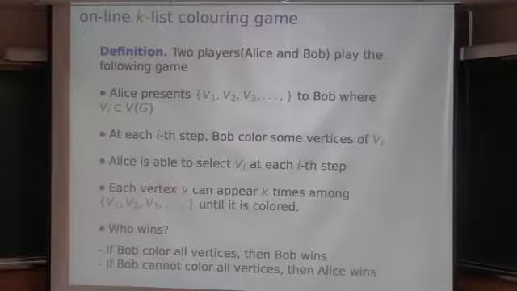In this case, who wins? If Bob is able to color all vertices, then Bob wins. But if Bob cannot color all vertices, then Alice wins. So the main objective for Alice is to select subsets of vertices so that Bob cannot complete the coloring. But Bob wants to color nicely so that he can complete the coloring.